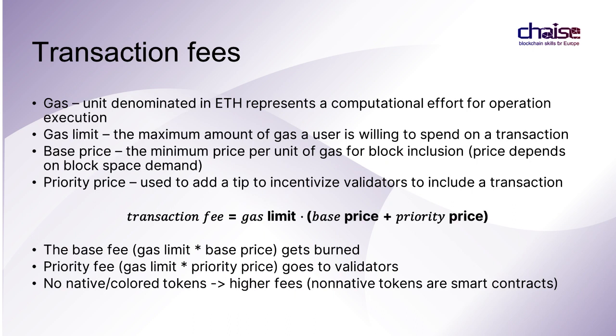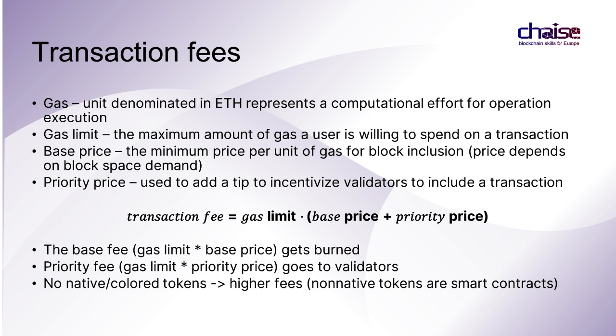Transaction fees are calculated by multiplying the gas limit by the sum of the base fee and the priority fee. Gas is a unit representing the computational effort required for a specific operation. Consumption of gas units varies depending on the complexity of a transaction. The more complex the transaction is, the more operations are needed, so more gas units will be consumed.